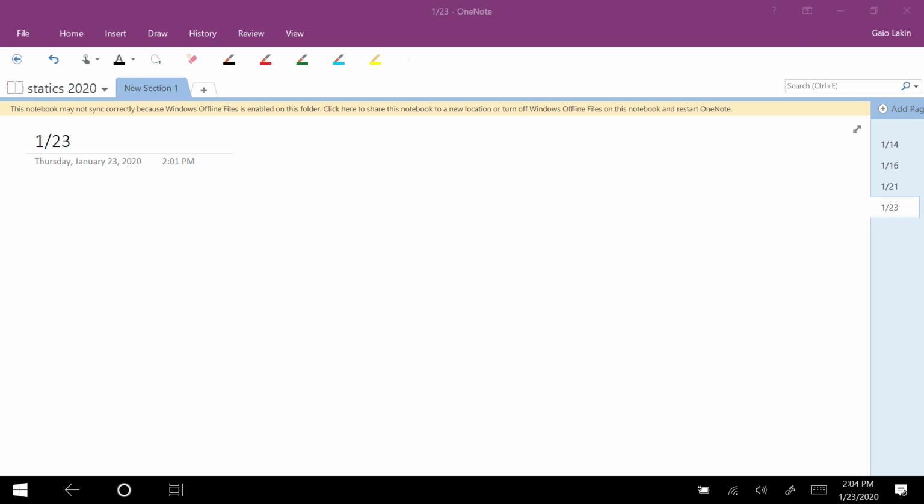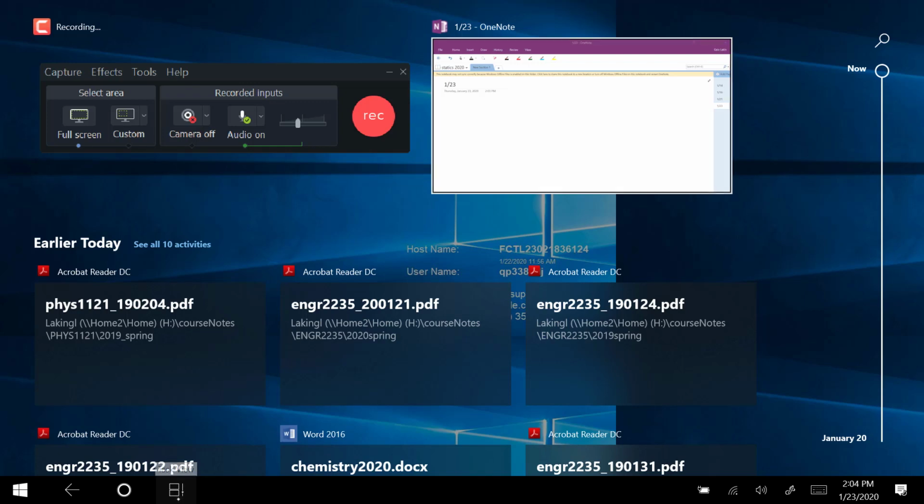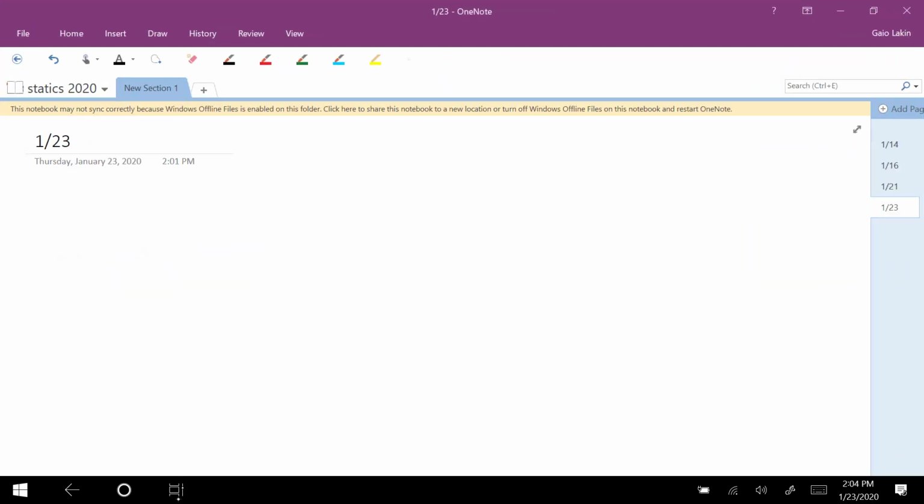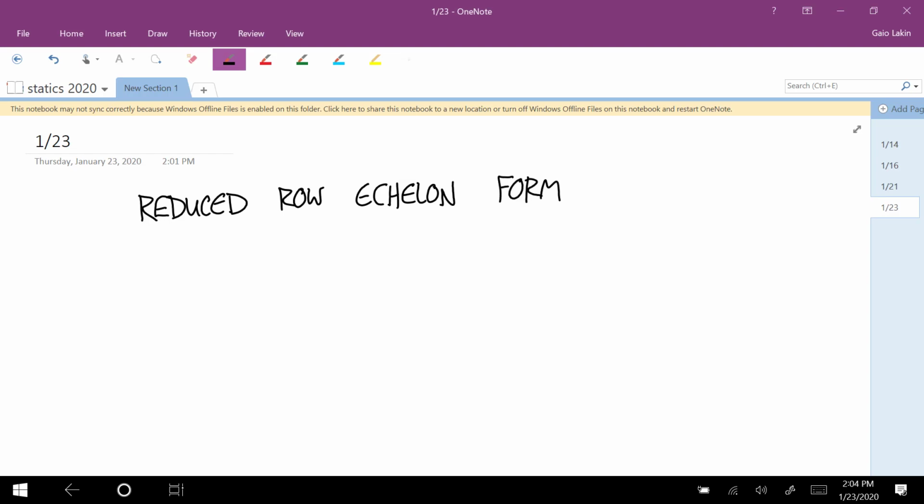So this is using reduced row echelon form, and on your calculator it would be called RREF, to solve large systems of equations.